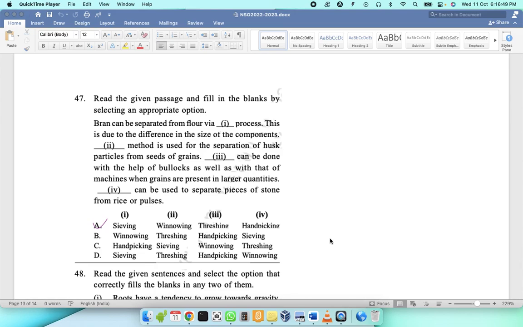Bran can be separated from flour via sieving process. This is due to the difference in the size of the components. Winnowing method is used for the separation of husk particles from the seeds of grains. Threshing can be done with the help of bullocks as well as with that of machines when grains are present in larger quantities. Hand picking can be used to separate pieces of stone from rice or pulses.